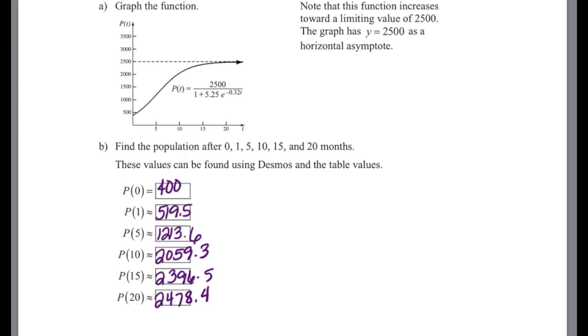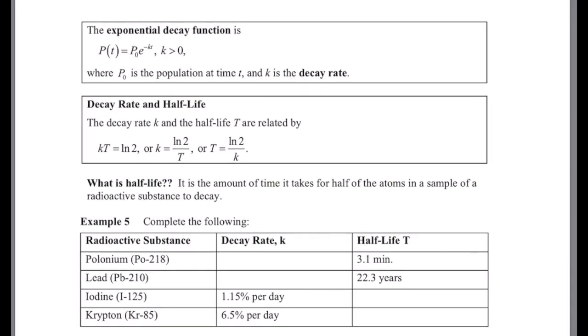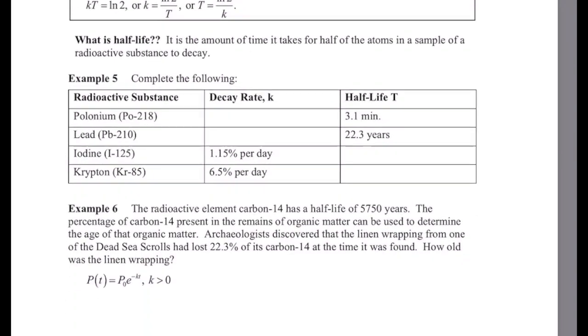We can also look at exponential decay. Notice that this formula is the exact same as the one previous for exponential growth, except there is a negative in our decay rate versus a positive. We also can find the decay rate or half-life. And notice that it's the exact same formula as the doubling time. Half-life is the amount of time it takes for half of the atoms in a sample of a radioactive substance to decay.